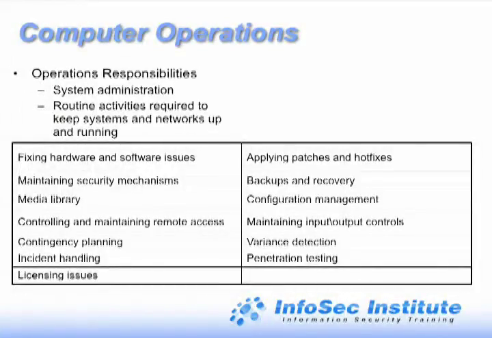Okay, computer operations. We're going to go through system administration, basically the routine activities required to keep systems and networks up and running. Within this, you're looking at fixing hardware and software issues. Again, that's if the CPU goes out or something overheats. I've seen a lot of instances where, for example, if a fan goes out, then servers start to fail because they overheat, especially depending on the environment that you're in.